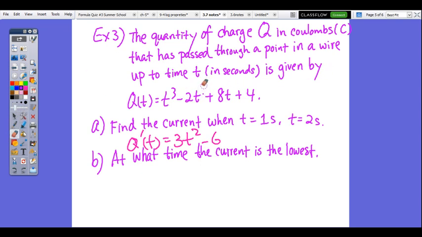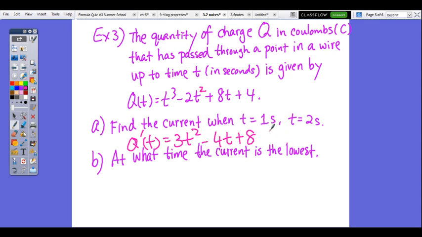So the function is given by t to the power of 3 minus 2t squared. Again, the derivative of negative 2t squared is negative 4t, so minus 4t, and then the derivative of 8t is 8. So once you get the first derivative, just plug in the time. So 1 second, 2 seconds, and you'll find out exactly what that is. So plug in the time to find out the current.